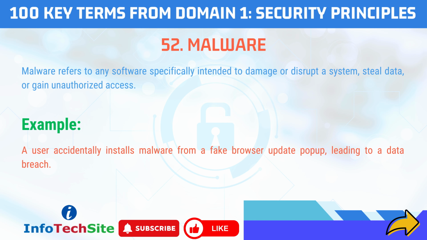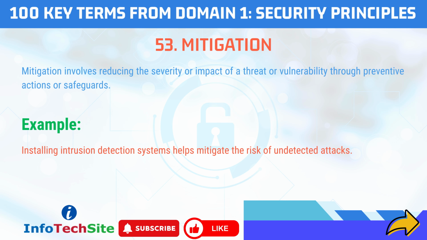52. Malware. Malware refers to any software specifically intended to damage or disrupt a system, steal data, or gain unauthorized access. An example includes: a user accidentally installs malware from a fake browser update pop-up, leading to a data breach. 53. Mitigation. Mitigation involves reducing the severity or impact of a threat or vulnerability through preventive actions or safeguards. For example, installing intrusion detection systems helps mitigate the risk of undetected attacks.